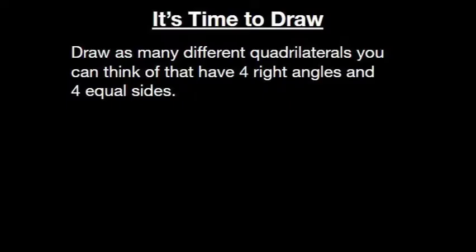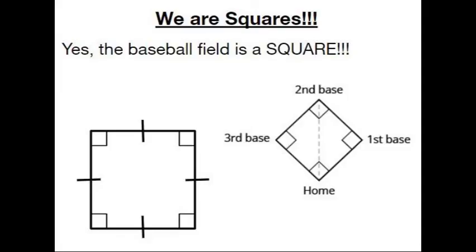Okay, one of the last challenges. I want you to try to draw as many different quadrilaterals as you can think of that have four right angles and four equal sides. Some of you might only have one shape on your paper because it's a square.